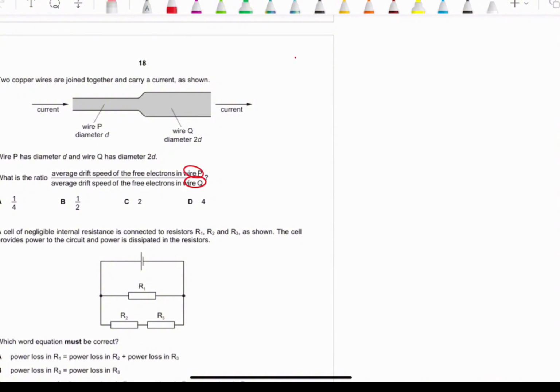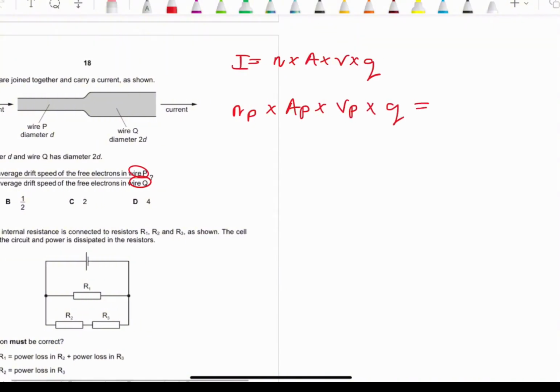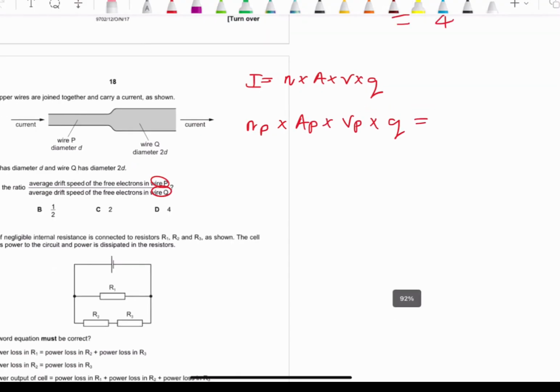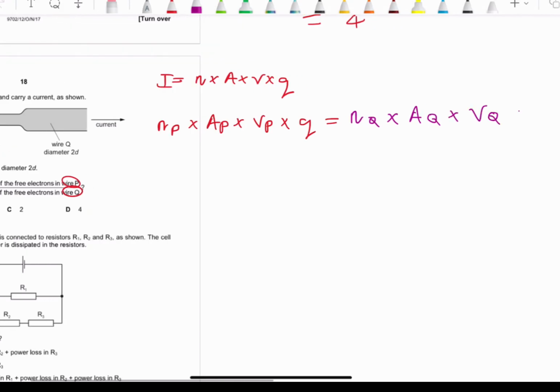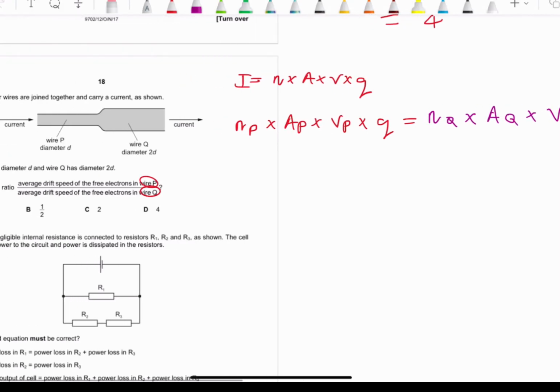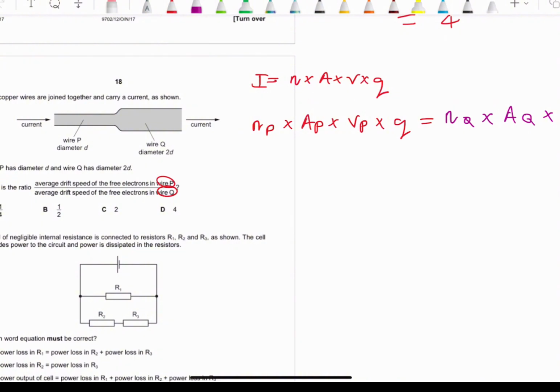And I know that I is equal to N times A times V times Q. And this is going to be the same, guys, meaning that NP multiplied by AP multiplied by VP multiplied by Q would be equivalent to, if I were to find for Q, NQ multiplied by AQ multiplied by VQ multiplied by Q. And I want to find the ratio in P over the ratio in Q.